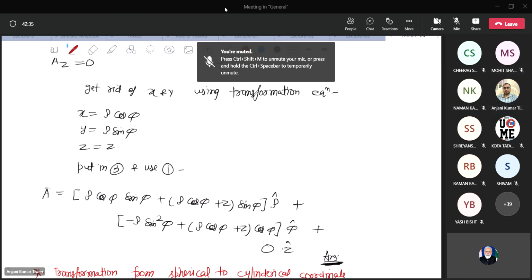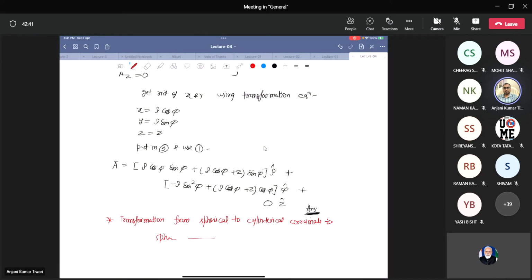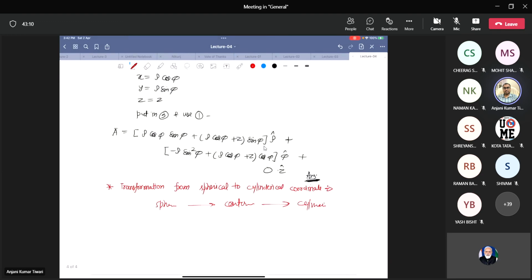Okay, so one thing we can do immediately is, from spherical we can go to Cartesian, and from Cartesian we can go to cylindrical. But of course there are direct matrices, very simple matrices, with which you can also transform. So this is one way that you can go through, or you can follow the same algebra that I have followed, but let me just write down the final answer.